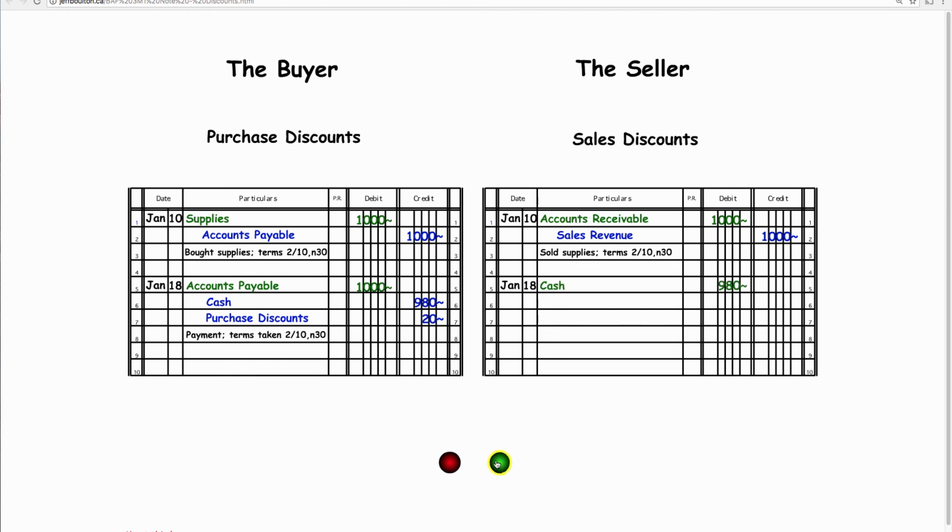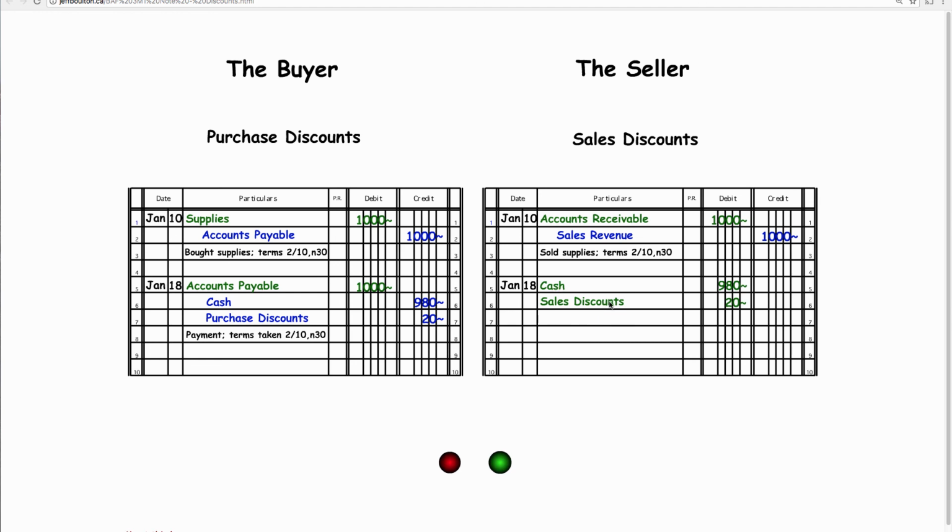So the seller journalizes something similar. They're going to receive cash of $980, and they're going to credit the accounts receivable. But first, they have to take a sales reduction by recording the sales discount, because instead of $1,000, they accepted $980. So that 20 in debits is missing. It's got to go into the sales discount.